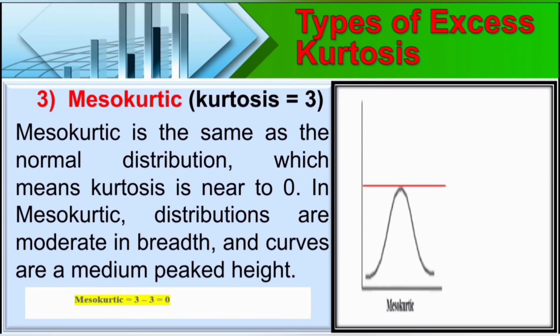Types of excess kurtosis. Number 3: Mesokurtic, where the kurtosis is equal to 3. Mesokurtic is the same as the normal distribution, which means the excess kurtosis is near 0. In mesokurtic distributions, the curves are moderate in breadth and of medium peaked height.